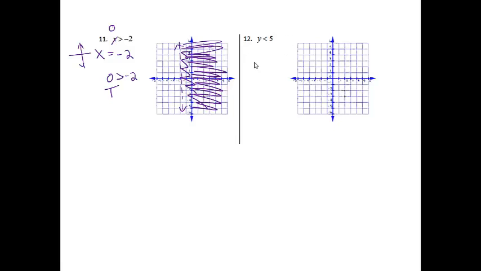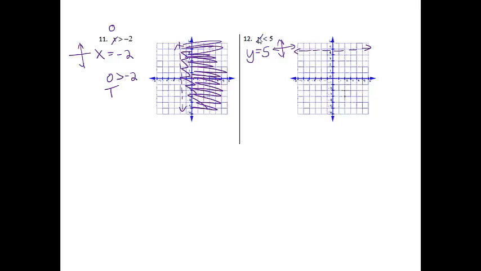All right, and then the last one, y is less than 5. We are going to, once again, just graph the line y equals 5, and if the y-axis goes vertically, y equals will go horizontally. So we're going to go up to y equals 5 and just put a straight line across. This will once again be dashed because there is no equal sign.